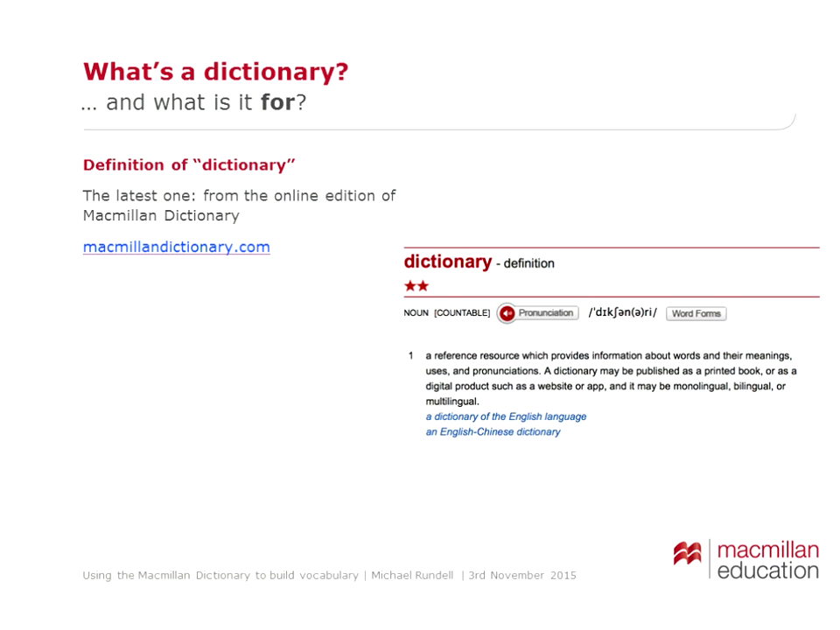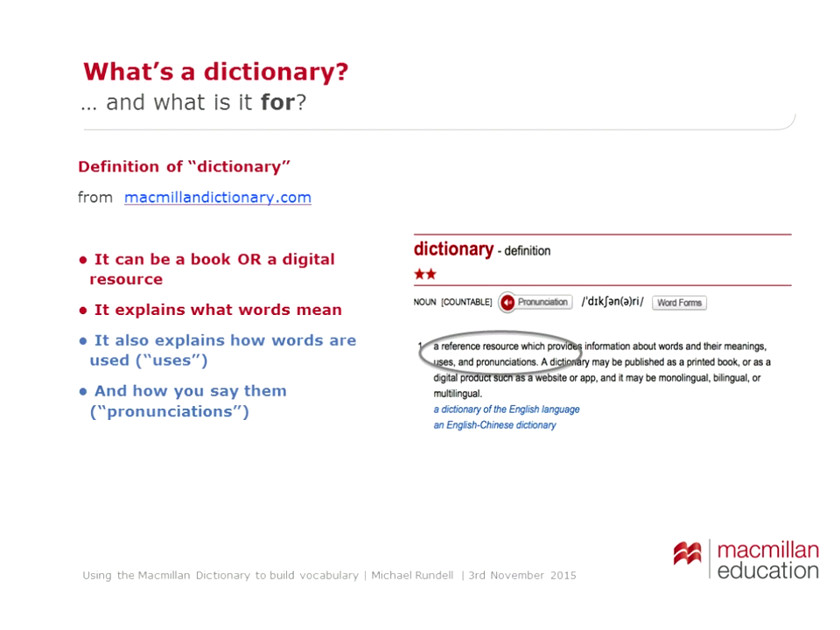But there's more to it than that. Here's another definition of dictionary, which is the one that you will now see if you go to macmillandictionary.com online. And it says a little bit more. It says it's a reference resource providing information about words and their meanings, uses, and pronunciations. So you can see that it can be a book or it can be a digital resource. It also explains what words mean. We've had that already. But it explains too how words are used. This is very important. And also how you say them.